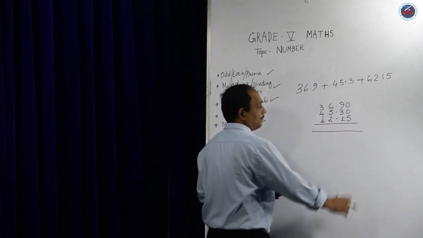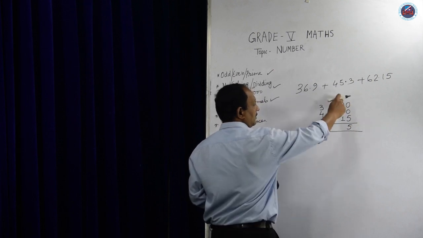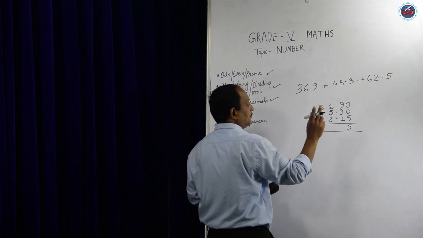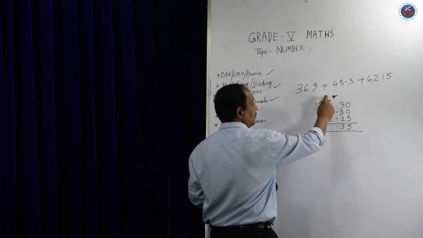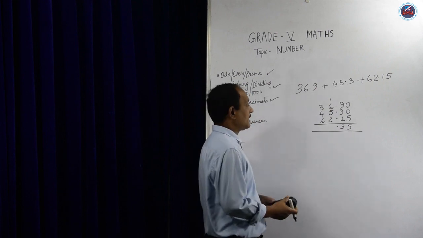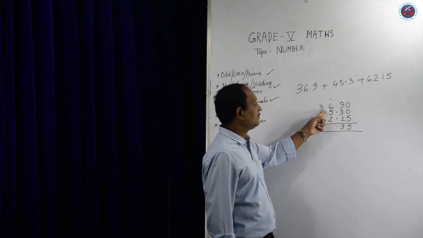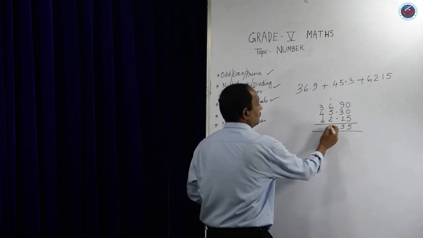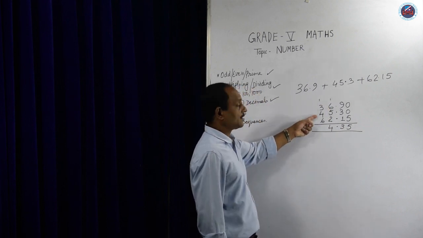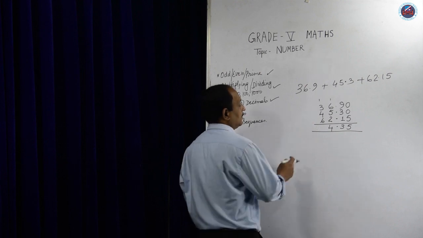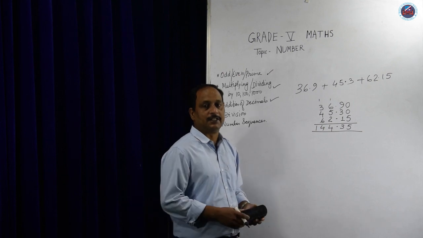Now add. 0, 0, 5. So 5 here. 9 plus 3, 12. 12 plus 1, 13, 3, and 1 in hand. 1 plus 6, 7. 7 plus 5, 12. 12 plus 2, 14. 4, and 1 in hand. 1 plus 3, 4. 4 plus 4, 8. 8 plus 6, 14. In this way, we can add up the decimal numbers.